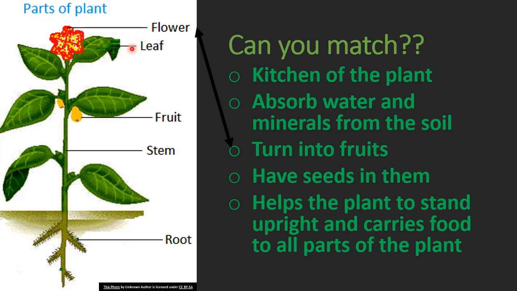Next, we go to leaf. Leaf is the kitchen of the plant. How do you spell leaf? L-E-A-F. Leaf is the kitchen of the plant.